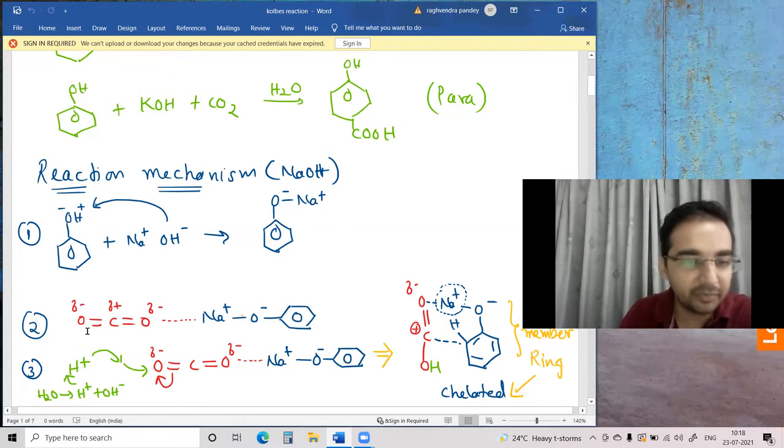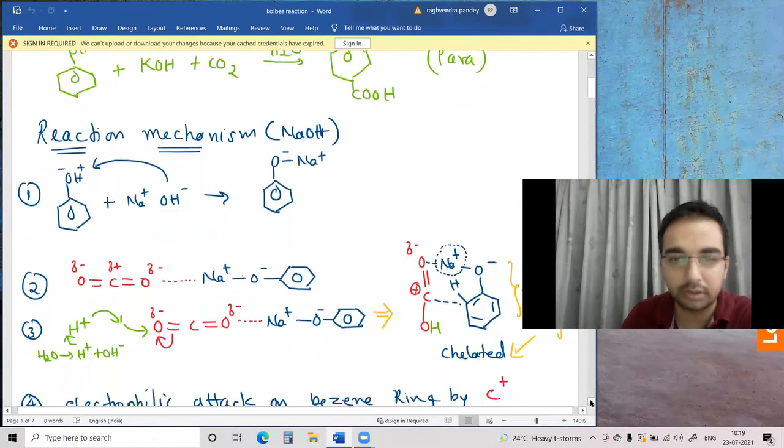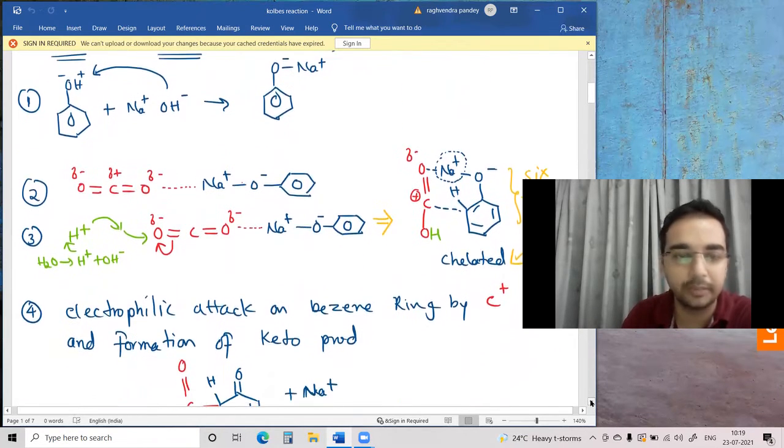Now the second step: the sodium phenoxide reacts with the pressurized carbon dioxide. As we can see, in carbon dioxide the carbon-oxygen bond is polar, and oxygen is getting the negative charge and carbon is getting the positive charge. This negative charge is attracted to the sodium ion because negative and positive attract each other, and that is a very weak electrostatic attraction which is formed here. That is the second step, and that is important. I don't want to miss any detail there.